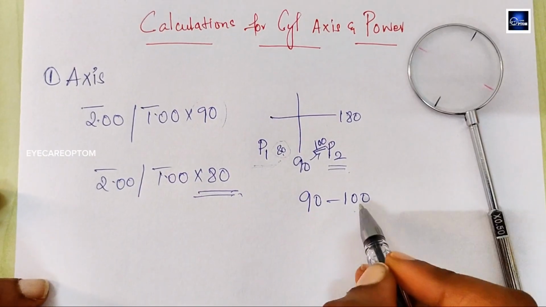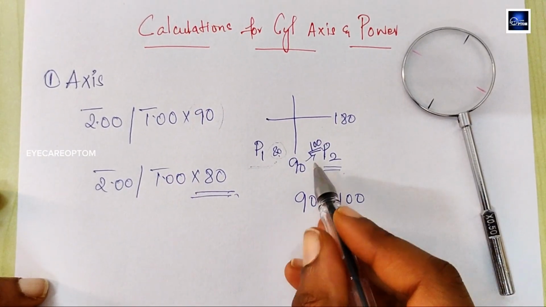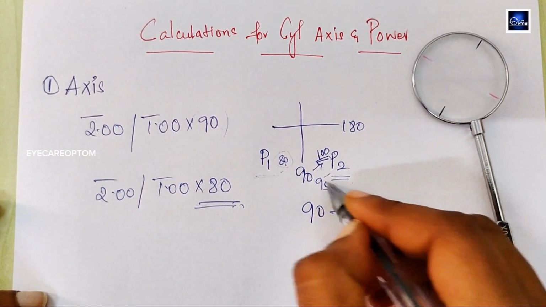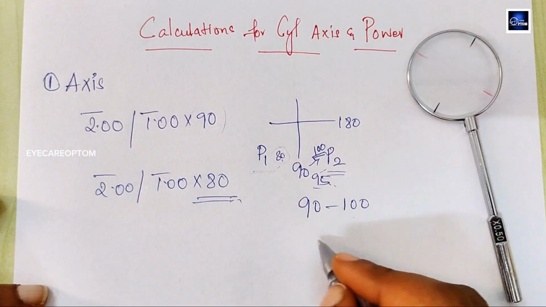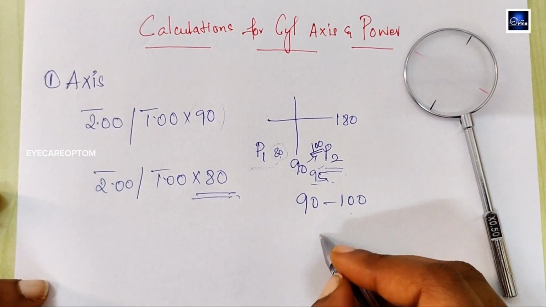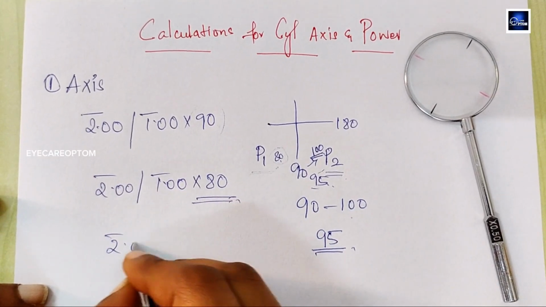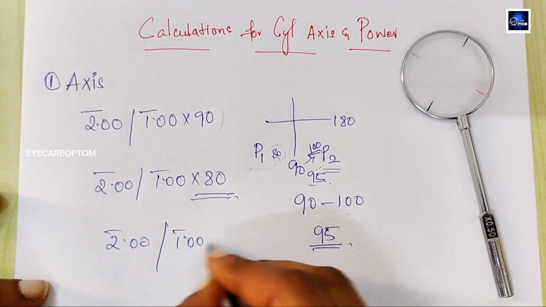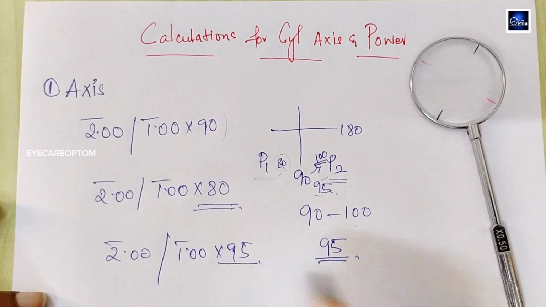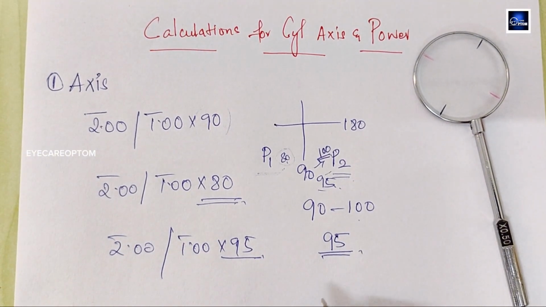So what you are going to do, just move 5 degree back from here. Keep at 95 and refine it again. If your patient saying both are equal, then your final refined axis is going to be 95. We need to write like -2 with -1 at 95. This is our final refined axis.